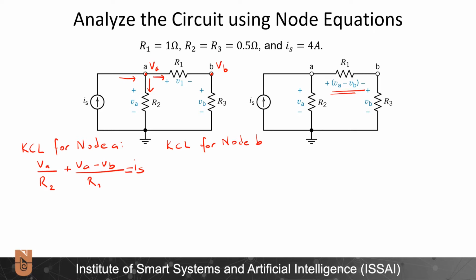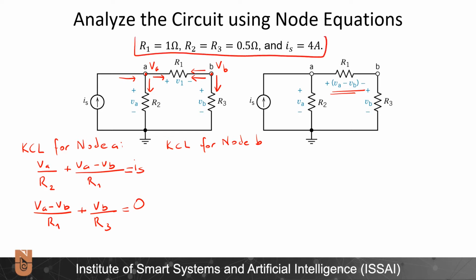Similarly, I can write the KCL for node B. The current getting out of here and the current getting out of here, the sum of them will be equal to 0. Let's write VA minus VB divided by R1. So this is the current going this way. And plus VB divided by R3 is equal to 0. Here the unknowns are VA and VB, and we have the rest of the values here.